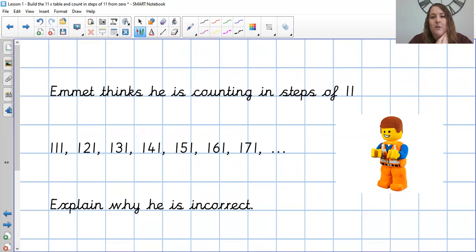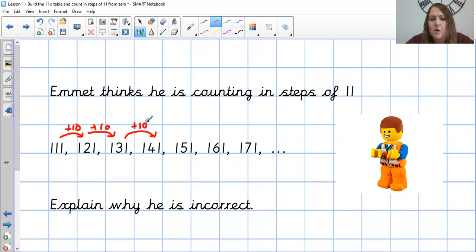If not, hopefully you can see that he is not adding on 11 each time. The difference between 111 and 121, he actually has a difference of 10, and again a difference of 10, and a difference of 10. All the way up in his line, he has a difference of 10. So hopefully you spotted that mistake. Hopefully you can correct him.